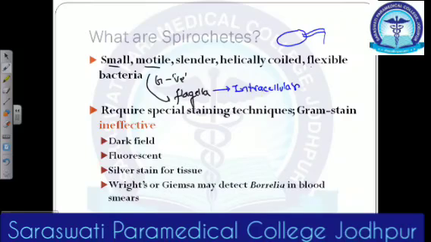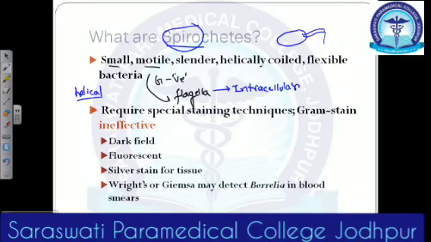And they are flexible in nature. They have a screw-like structure to their body. They are helical, a helical or spiral structure. That's why they are called spirochetes, because they have a spiral structure in their body.